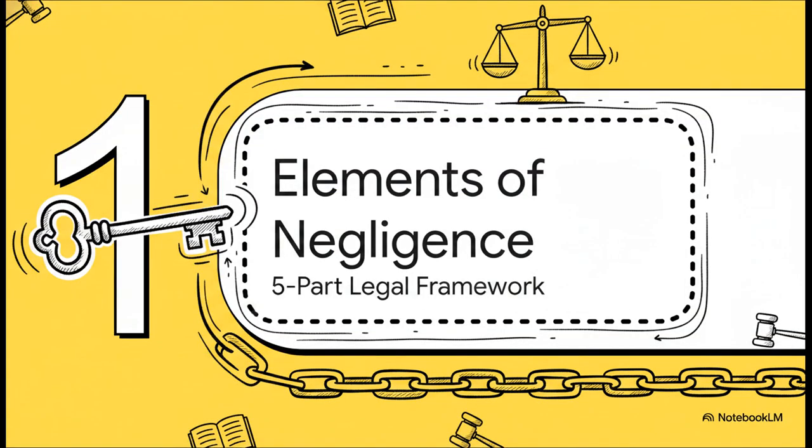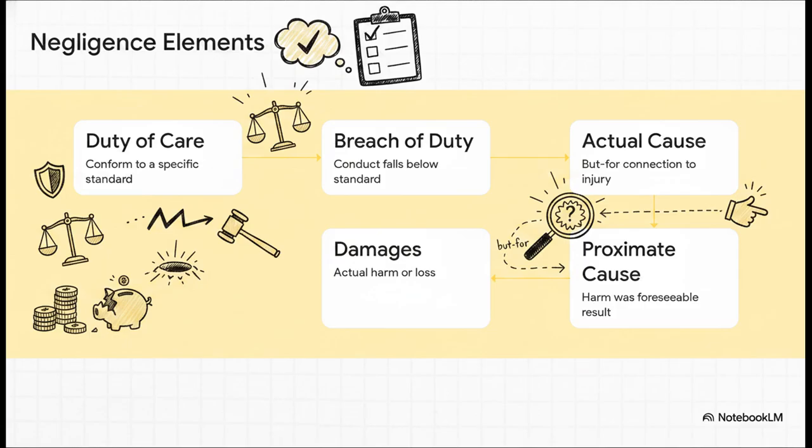Section 1. The elements of negligence, the 5-part legal framework. To really wrap our heads around these cases, we first need our foundational framework. When a plaintiff sues for negligence, they can't just walk into a courtroom and say, "Hey, I got hurt, make them pay." They have to prove 5 distinct elements by a preponderance of the evidence. Think of this as your ultimate legal checklist.